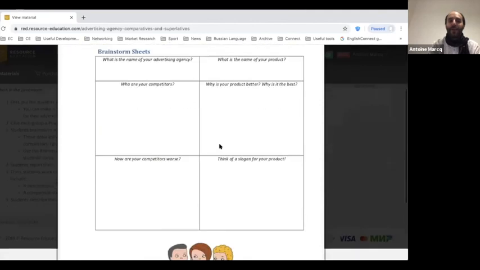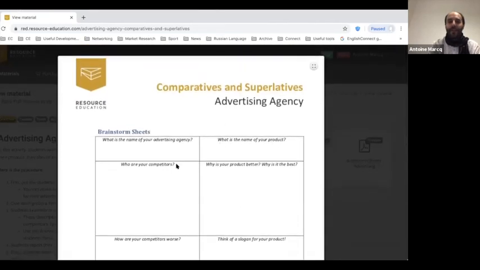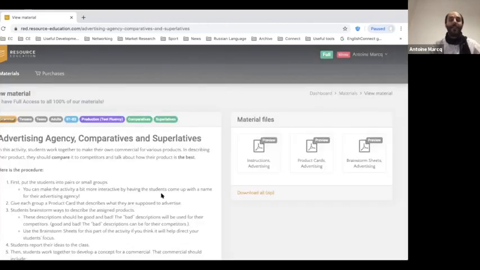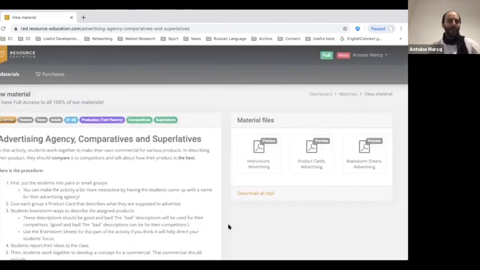I really like these little brainstorm sheets. It makes the students feel very professional about it. And you'll see that you can play this advertising agency even with tweens. They get all serious about it once they get this brainstorm sheet, the name of their advertising agency and everything. They'll have loads of fun with this.